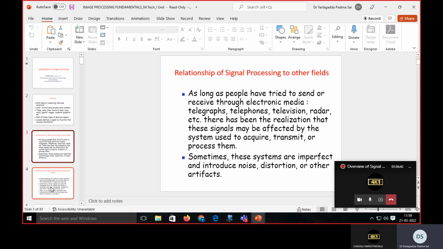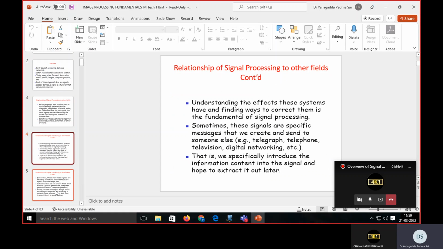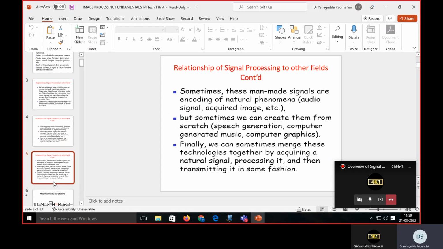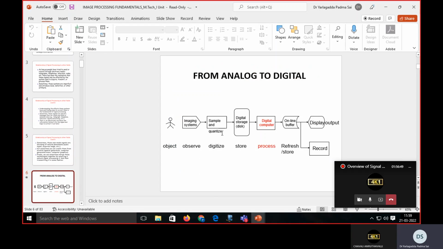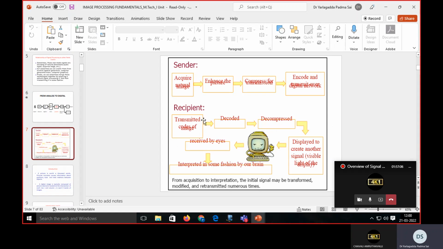You already know all this, so I don't want to take much time. This is also the same concept. Previously we had analog cameras, and whatever process we did for digital communication, the same process we have to do. Now we have digital cameras, so the entire block diagram is the same as your digital communication.